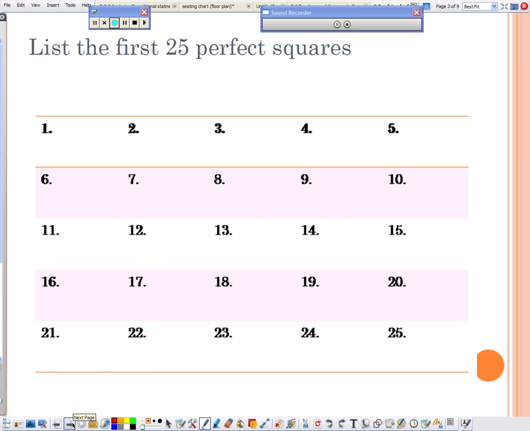So all we're looking for is, 1 squared gives us 1. 2 squared gives us 4. 3 squared gives us 9. 4 squared gives us 16. 5 squared gives us 25. So at this time, go ahead and make a list of these. Go ahead and pause the video, and then go ahead and find the other remaining 20 perfect squares. And when you're done, go ahead and restart the video.